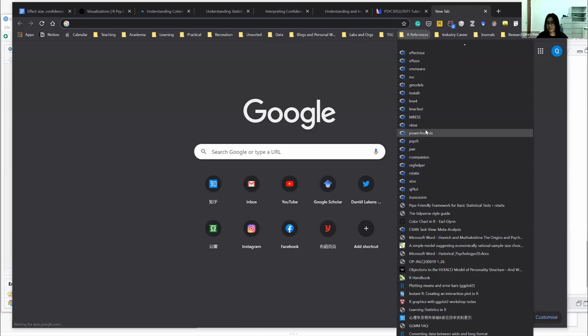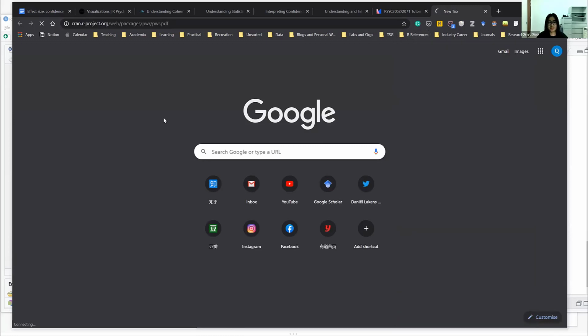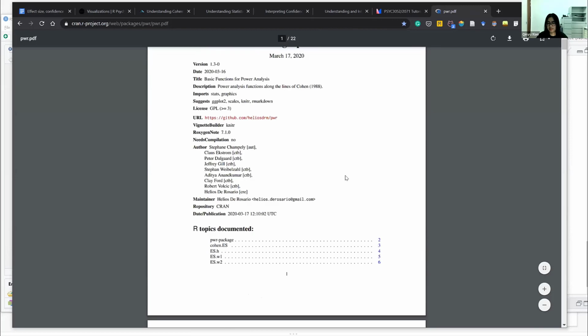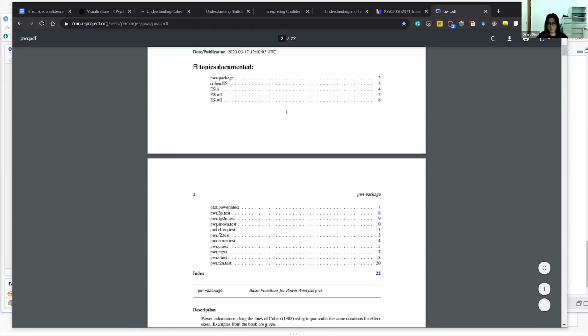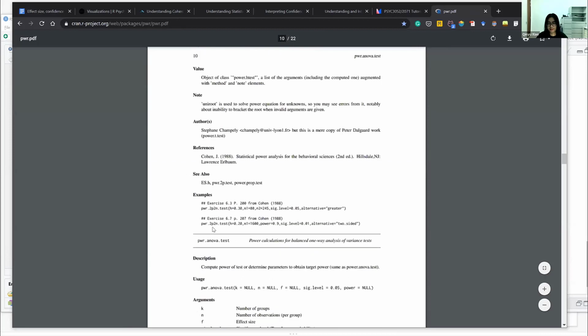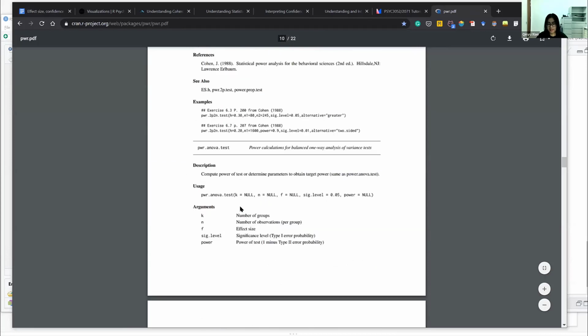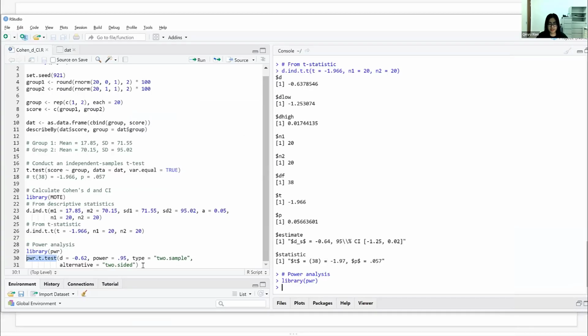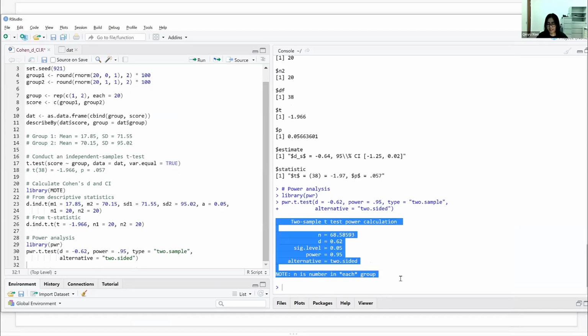this package also contains many other functions that we can use to calculate the power for different statistical tests. The only thing you need to know is you find the correct test that you're supposed to do power analysis on, and you input your data based on the required arguments, specify all the things that the function requires you to specify, and you run the code, and it will generate a power analysis for you.